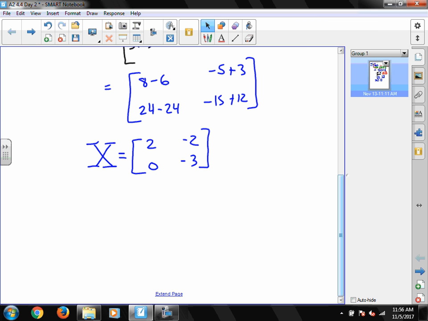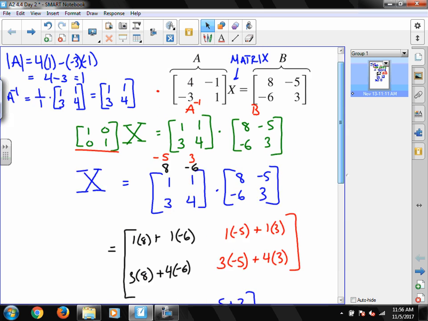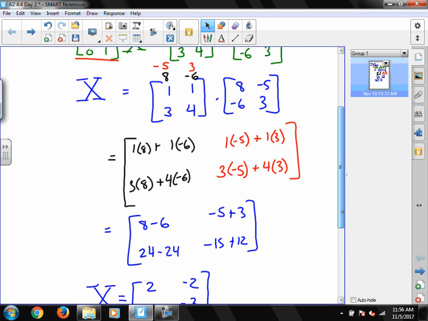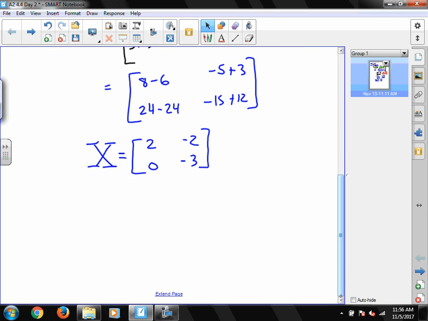So, just a little recap. Find that inverse of A, multiply both sides on the left by that inverse, and then it's just matrix multiplication from there. And you'll end up with another matrix, a 2 by 2.